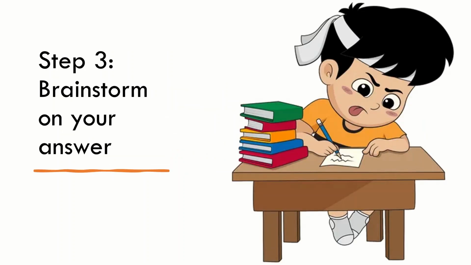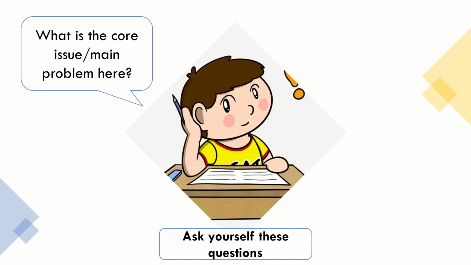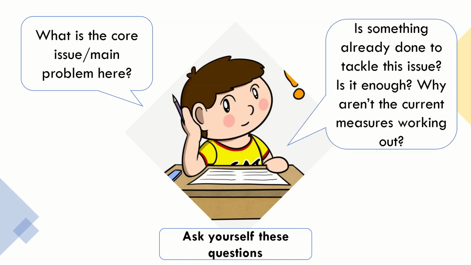Step 3, before you answer straight, what you need to do is to brainstorm on your answer. A lot of students always say that, oh, I don't really know what to say, or my mind is blank. A lot of students actually share that sometimes it's not so much about writing, but more about thinking of what to write. So what you need to do is to ask yourself these questions. Look at the issue. What is the core issue? What is the main problem here? And ask yourself, is something already done to tackle this issue? Is it enough? If something is already being done, why aren't the current measures working out?